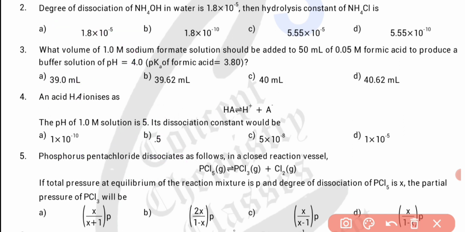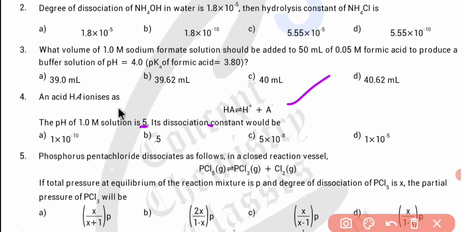Okay, now let us move to the next question. An acid HA ionizes like this. This is the ionization reaction of the acid, and the pH of a 1 molar solution of this acid is given as 5. We need to calculate the dissociation constant of the acid.